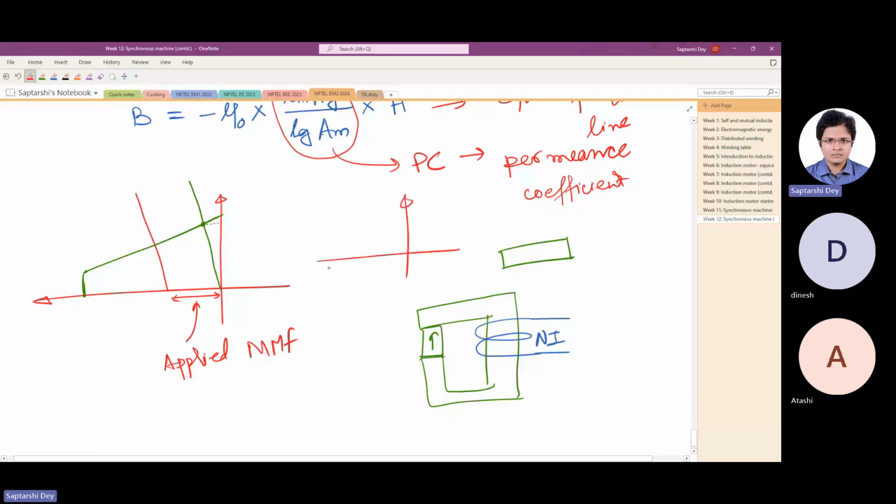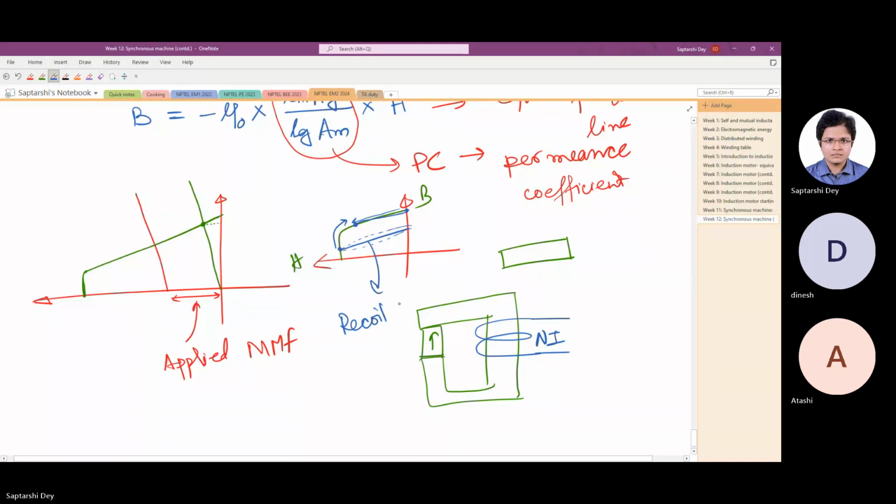This is irreversible. Suppose this is the BH curve of a magnet, short circuited. Now suppose you are applying some external force to go down, say up to this. You'll again come back through this line itself. But if you accidentally cross the knee and go here, you will not come back through this line. You will come back somewhere like this. Actually, there is a small loop, but you can neglect that. So this is called the recoil line.